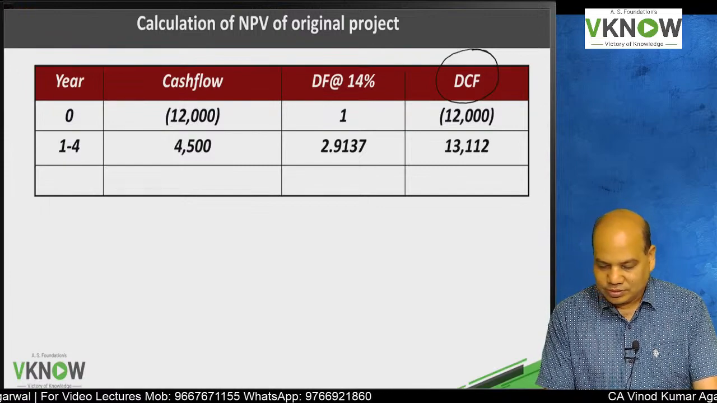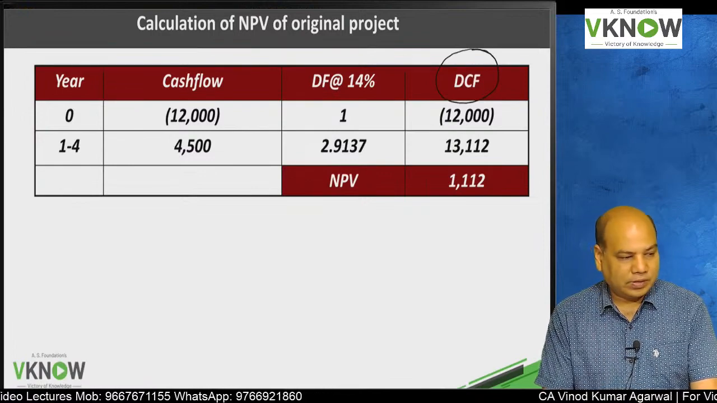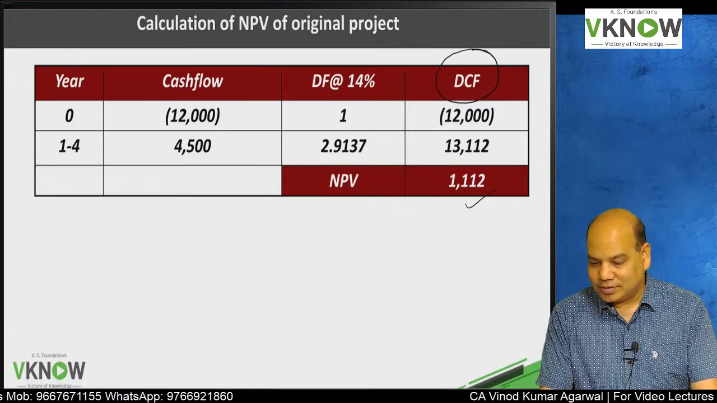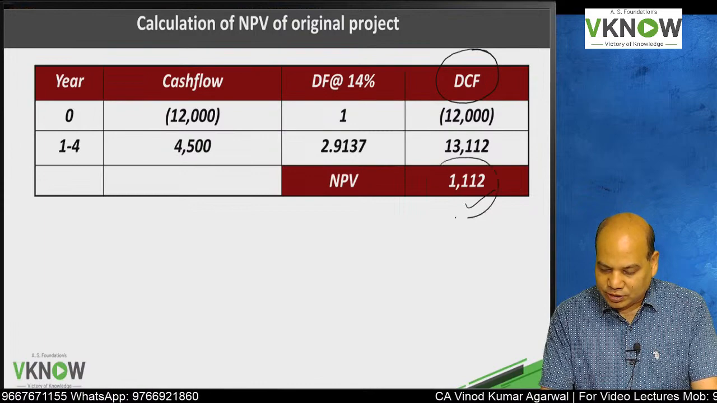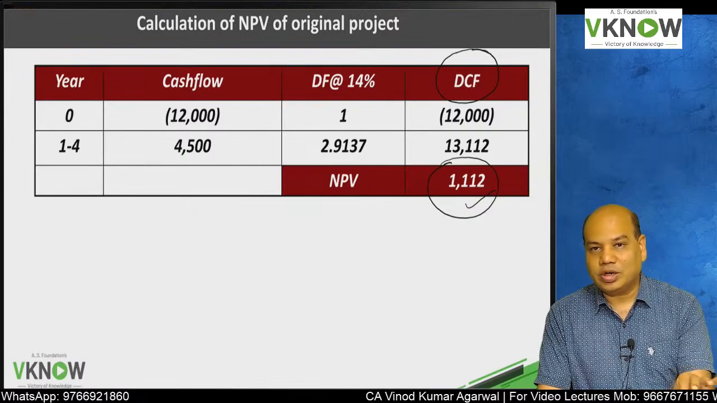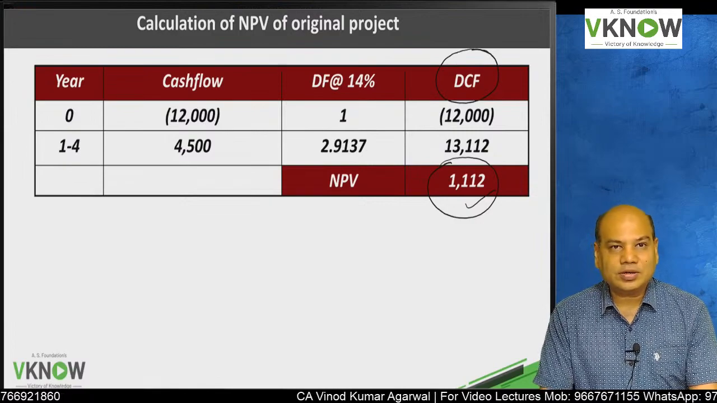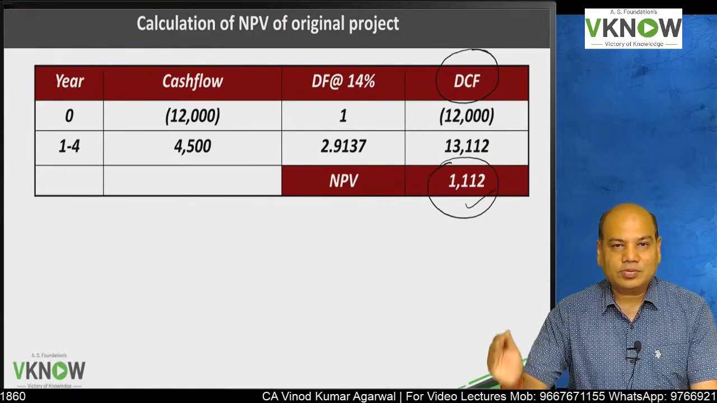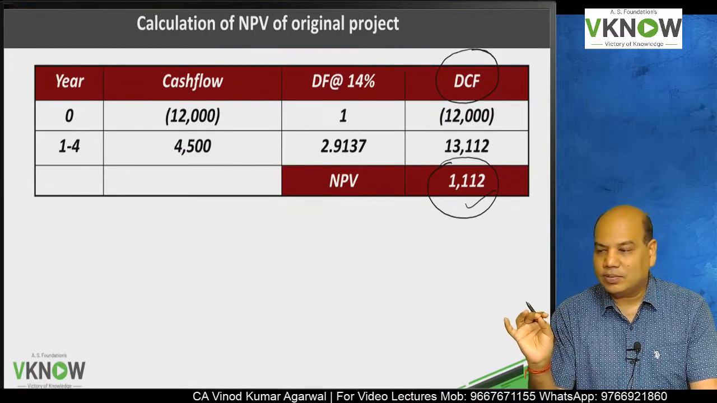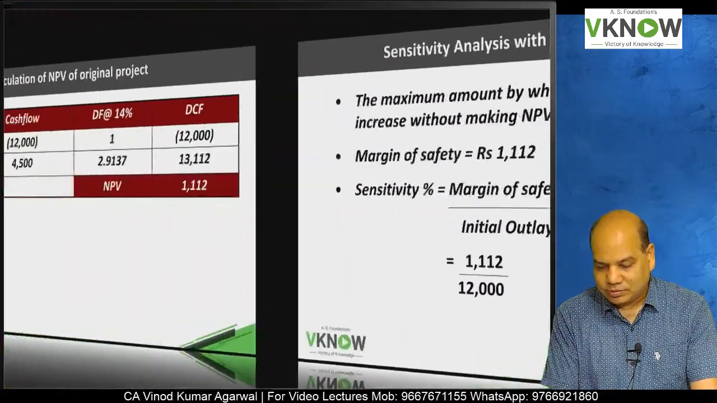13,112. Therefore, NPV is 1,112. Very good, Pathan. NPV is 1112 is right. If NPV is positive, then only I will apply sensitivity analysis. If NPV is already negative, then I can't apply sensitivity analysis. Any further adverse movement in the variable will reduce the NPV further. So first thing is that the original project should have positive NPV.